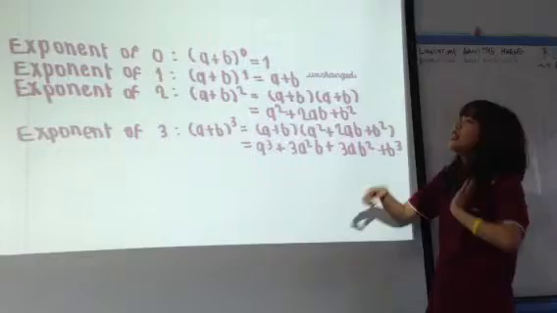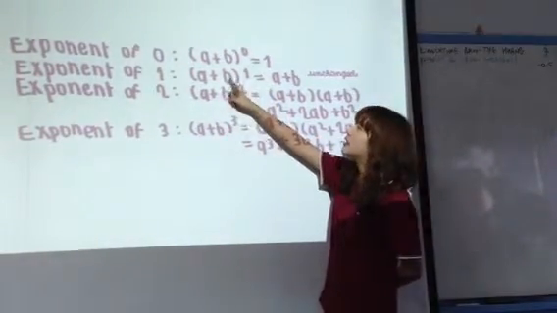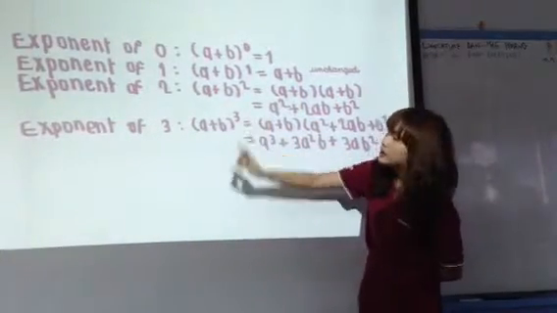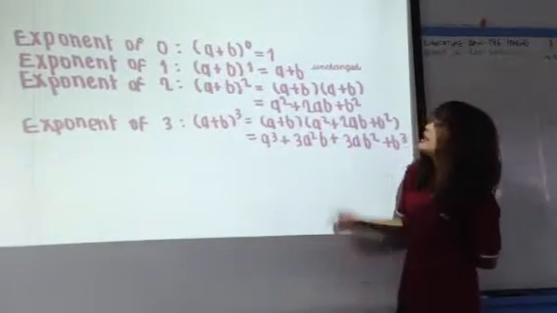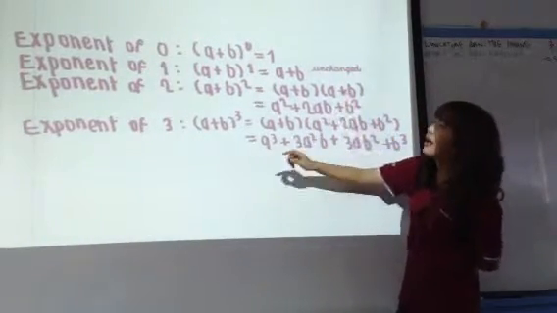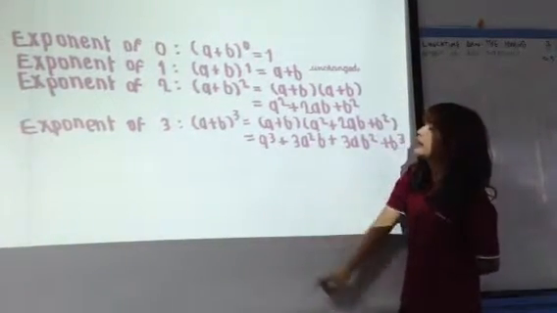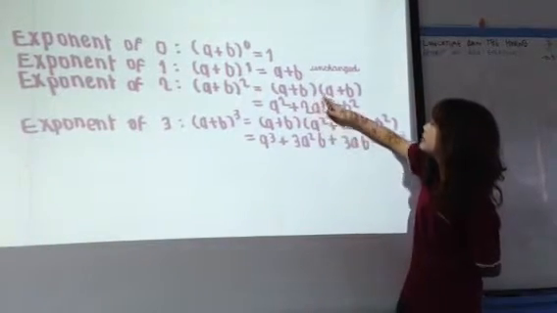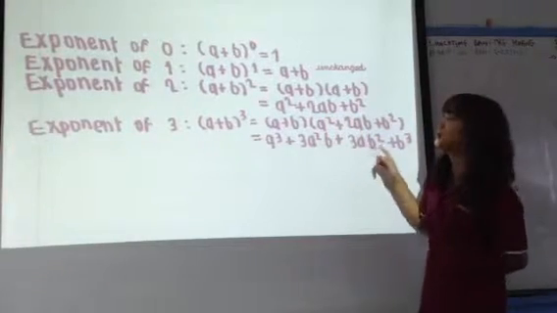So first, the exponent of 0. So it's a plus b to the power of 0, which is 1, right? And then for the exponent of 1, it's a plus b to the power of 1, which is itself, unchanged. And the third one is the exponent of 2, a plus b squared. So it's a plus b times a plus b, which makes up a squared plus 2ab plus b squared.